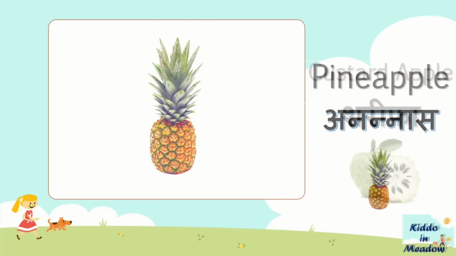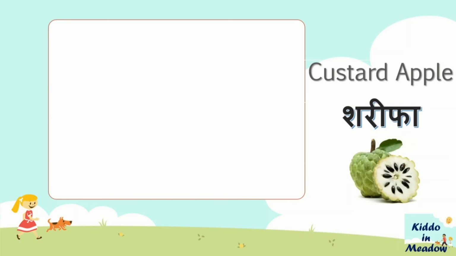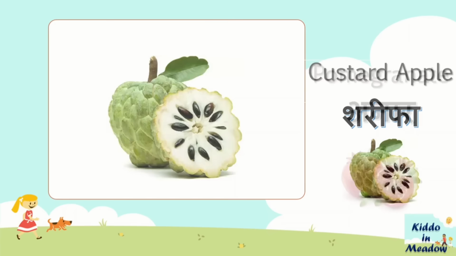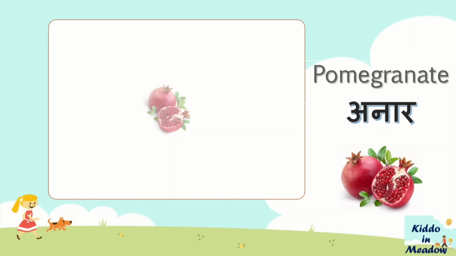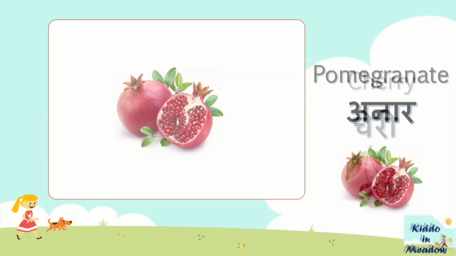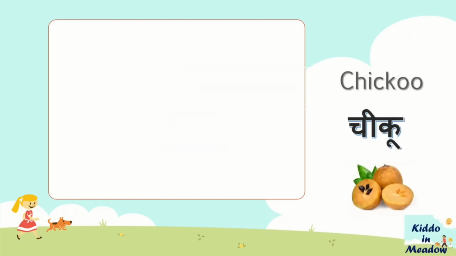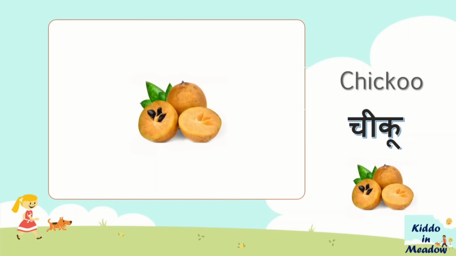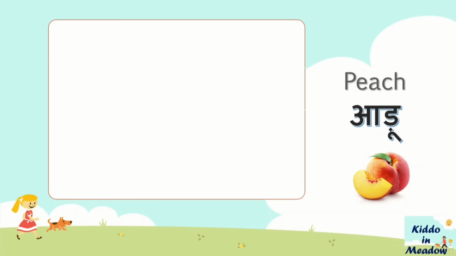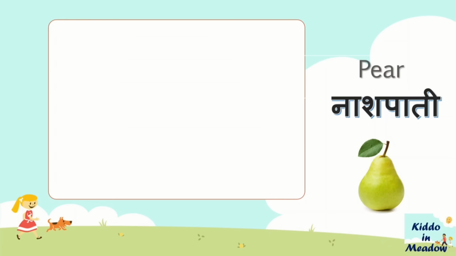This is custard apple. In Hindi, custard apple means sharifa. This is pomegranate. In Hindi, pomegranate means anar. This is cherry. In Hindi, cherry is known as cherry. This is chiku. In Hindi, chiku is known as chiku. This is peach. In Hindi, peach is known as aru. This is pear. In Hindi, pear is known as nashpati.